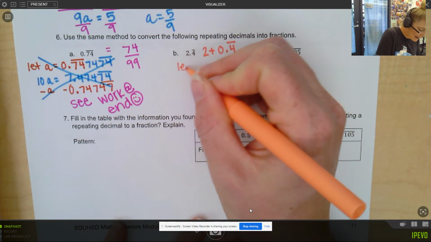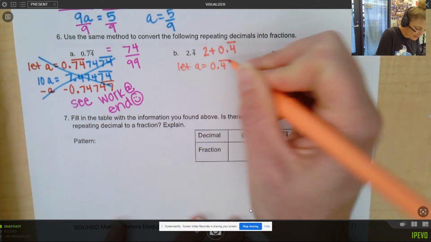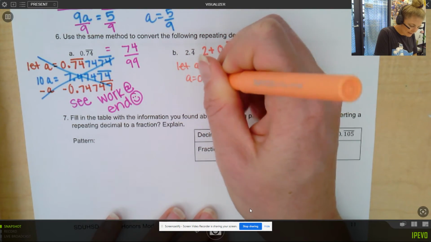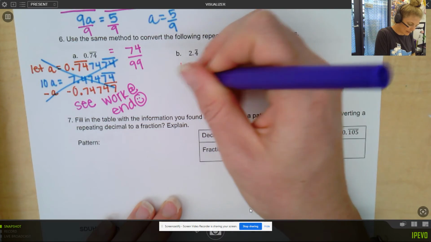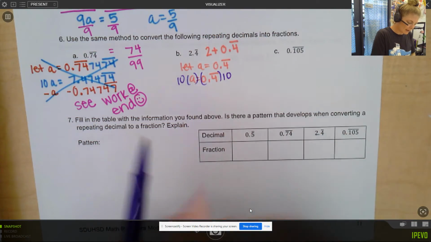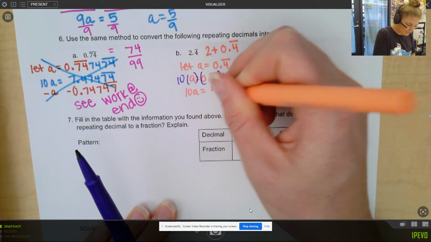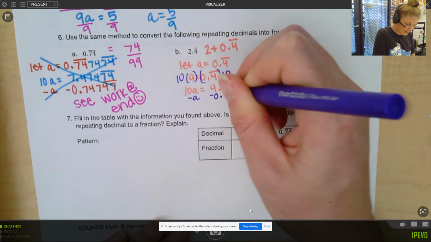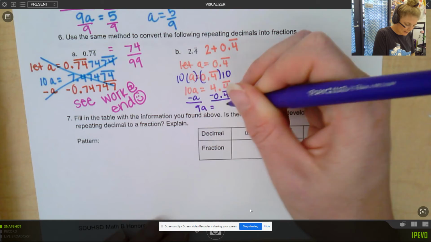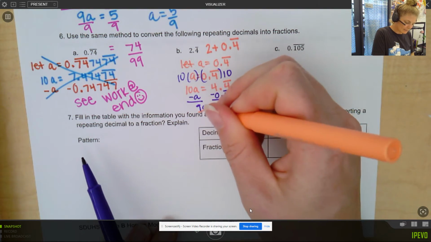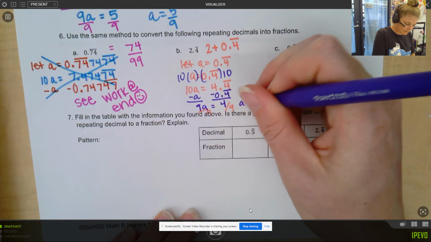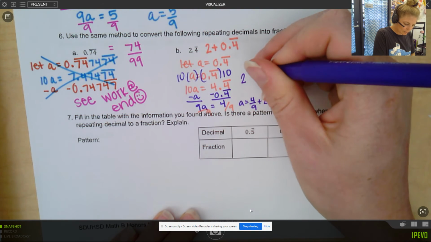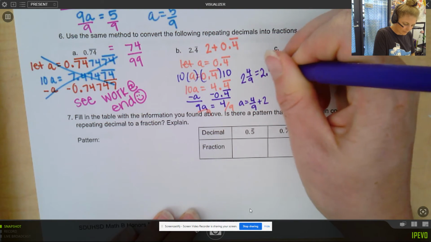So when you let A equal 0.4 repeating, remember to add 2 at the end. I'm going to multiply both sides by 10 since there's only one decimal place being repeated. And we get 10A is equal to 4.4 repeating. So when we subtract A, or in this case 0.4 repeating, from both sides, we get 9A is equal to 4. We divide both sides by 9 here, and we get A is equal to 4/9, which tells us we have to add 2. 2 and 4/9 is equal to 2.4 repeating.